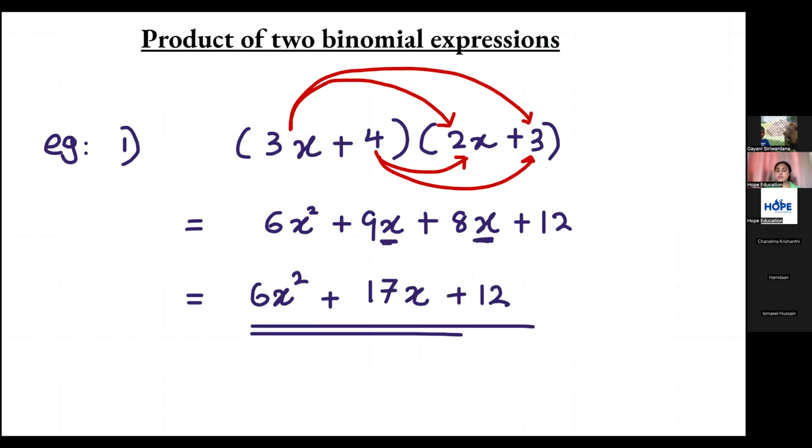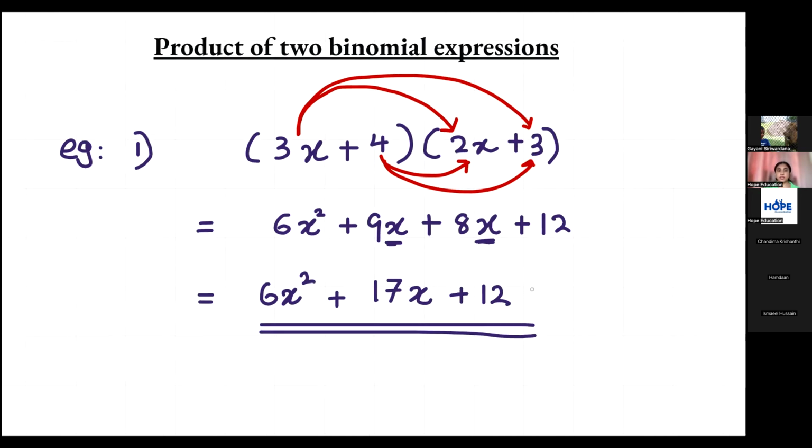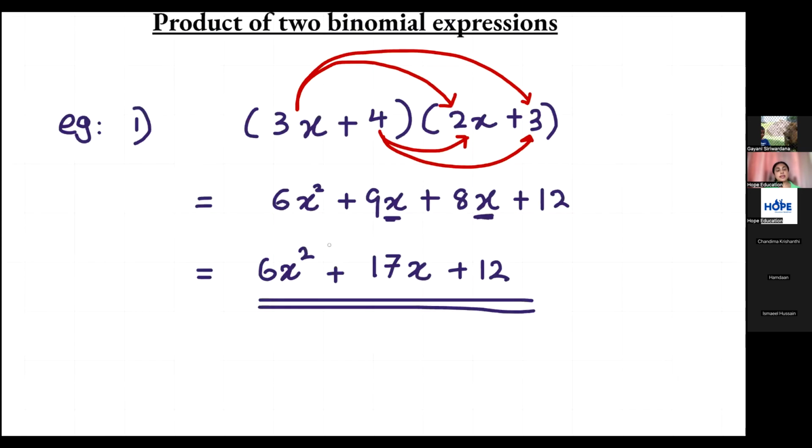Is the whole thing clear? Is the final step also clear? Okay. Let's discuss another example.